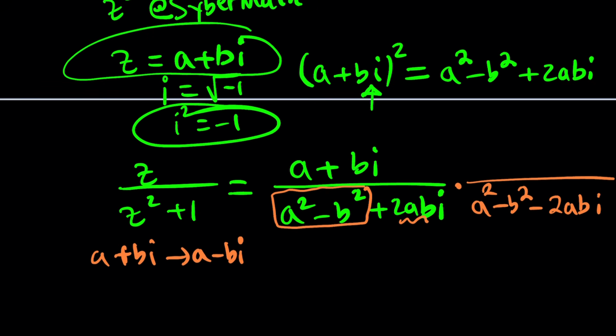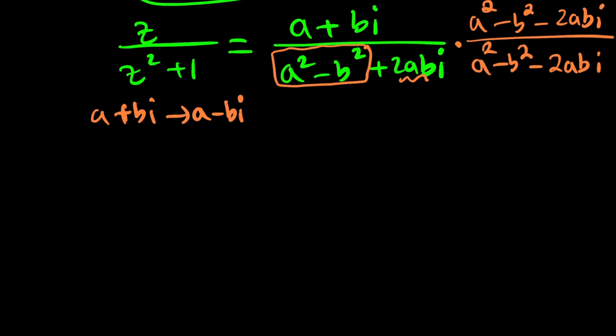Now, what's next? We're going to multiply by the same thing in the numerator, and things are going to get very messy from here. You ready? Okay, let's see what that looks like.